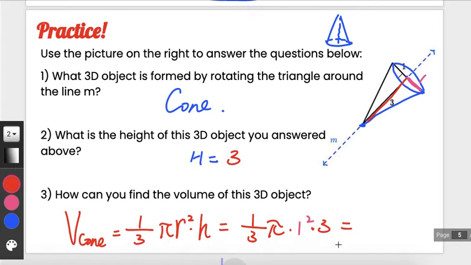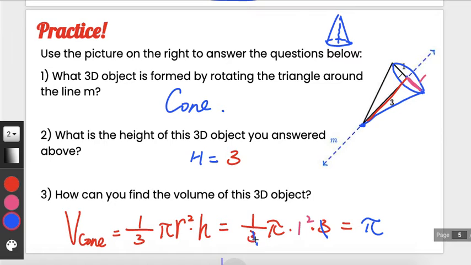Now we are going to just simplify. This is 3, this is 3. It cancels. 1 squared is 1. So if we show the answer in terms of pi, then it is pi. Since the unit of the measurement is not labeled, we can just keep the answer as pi.